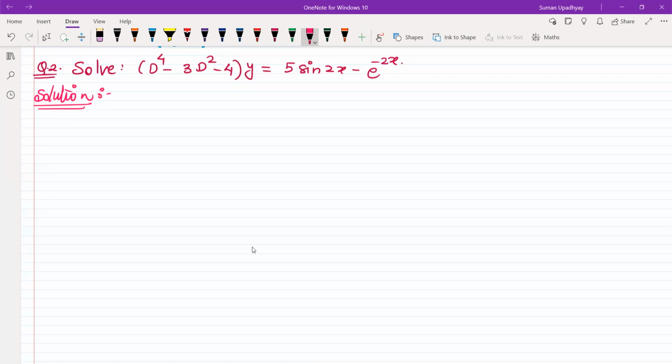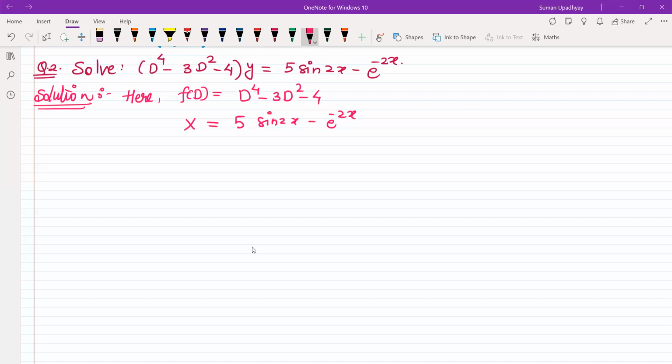So tell me, how are we going to provide the solution of this question? First of all, we need to write what is f of D and what is capital X over here. What is f of D? D raised to 4 minus 3D square minus 4. And what is capital X? 5 sin 2x minus e raised to minus 2x.